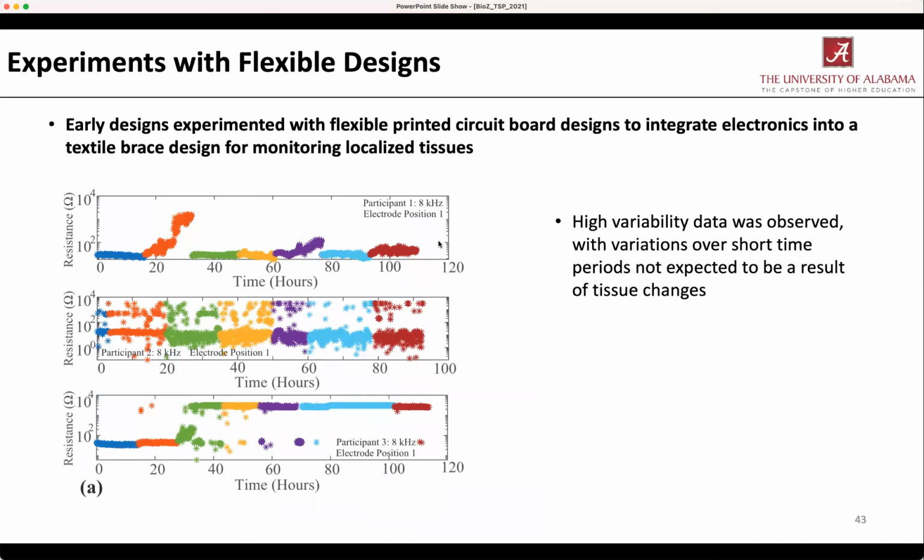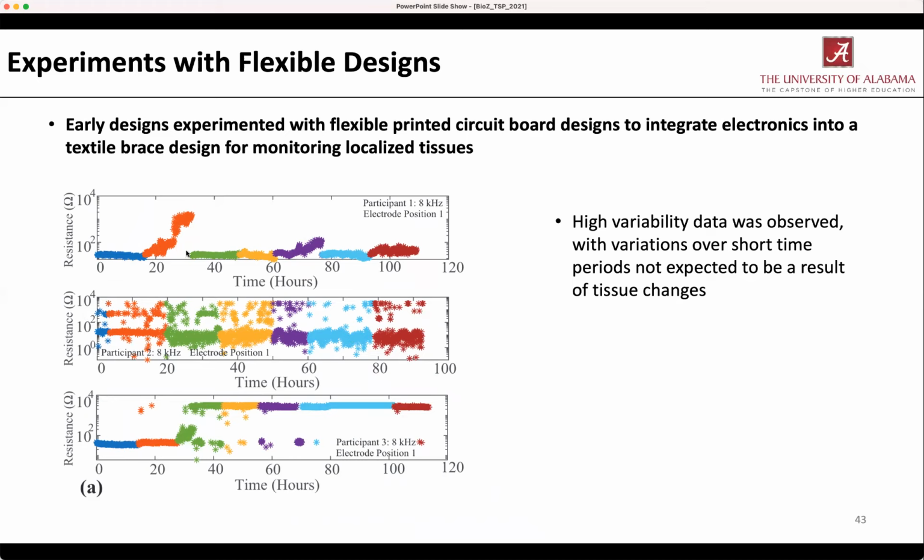Okay, so let's talk about some of the early designs we had that really show some of our messy data. Our early designs experimented with flexible printed circuits. Here's data collected from 3 participants over 7 days. We've put all those 7 days together in a single data set. It's just one frequency, 8 kilohertz.